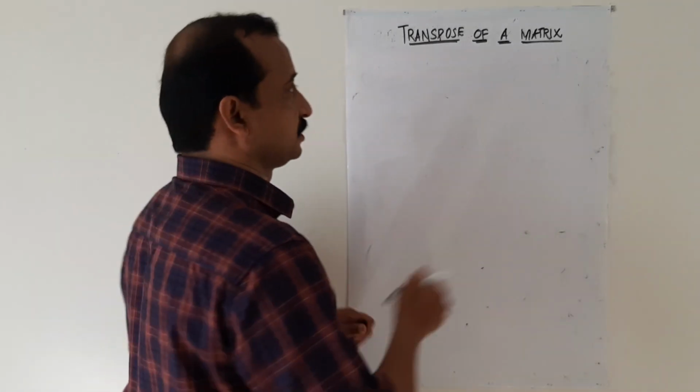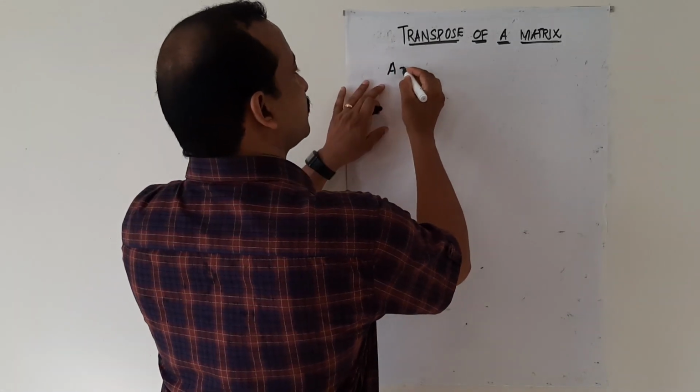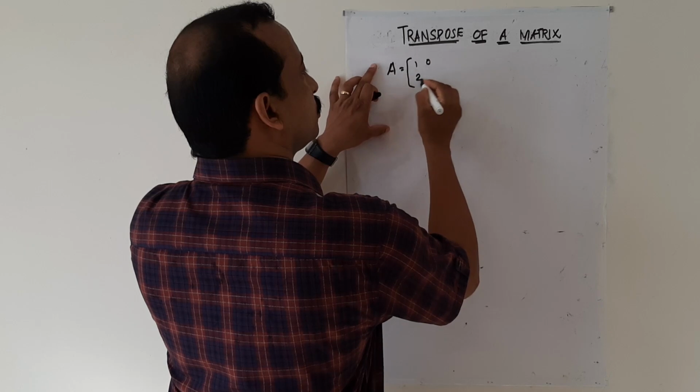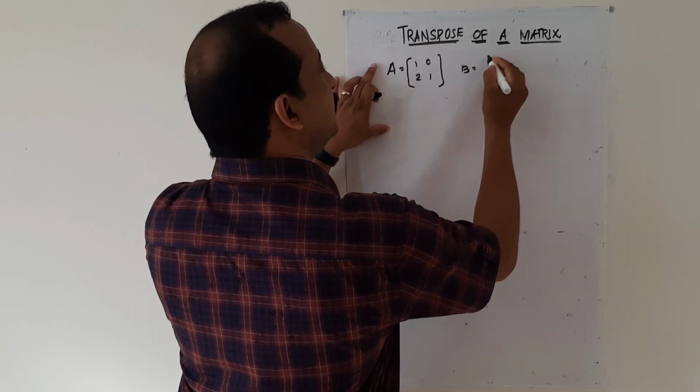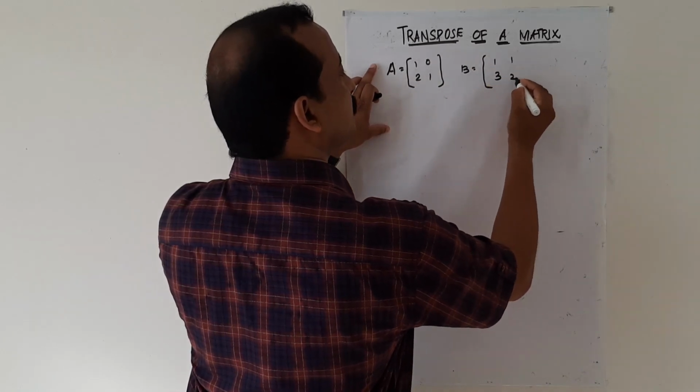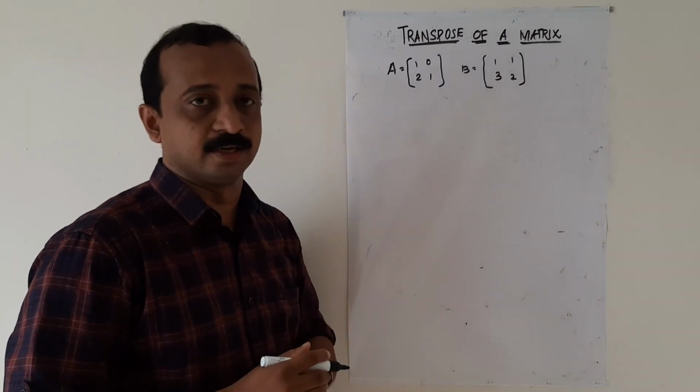This is also a very important section. Here I consider two matrices. Suppose A is equal to [1 0; 2 1], a 2 by 2 matrix. B is equal to [1 1; 3 2], also another 2 by 2 matrix.